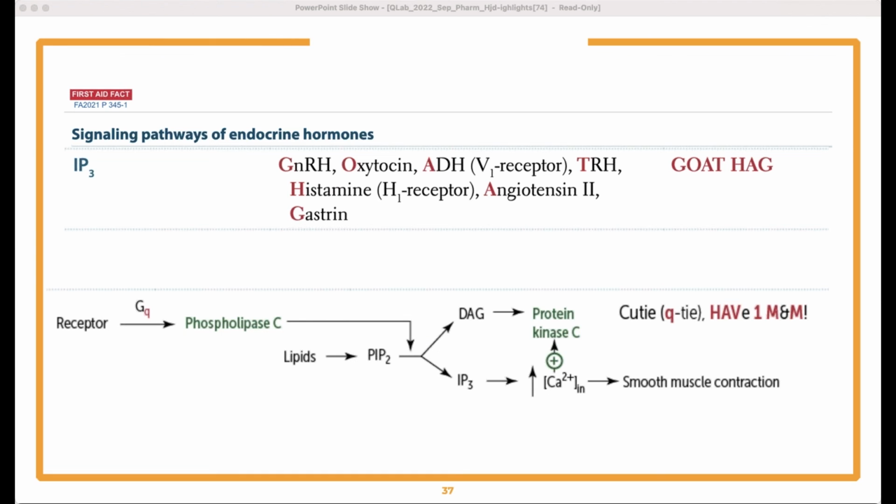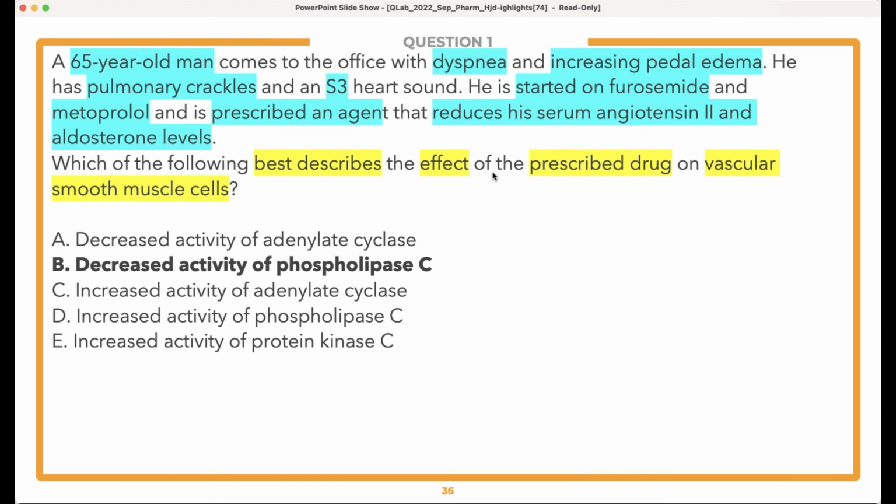Okay, so let's go back to our question. We'll take a look at the other answer choices. Hopefully you see now why B is the correct answer. Answer choice E, protein kinase C, is activated by DAG, which is another byproduct of IP3, so we wouldn't expect that to be the case. D, as we talked about, is the opposite of our correct answer. Adenylate cyclase is coupled to Gs protein, so a little bit different than what we're dealing with here. So that kind of takes out answer choices C and A.